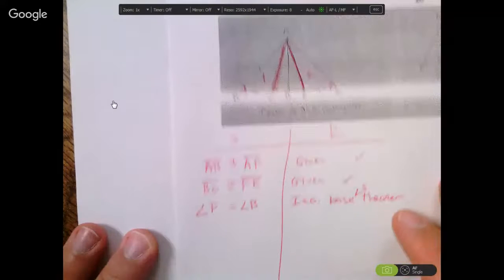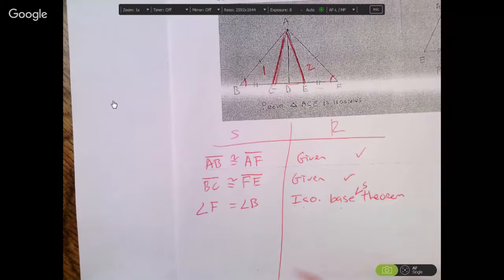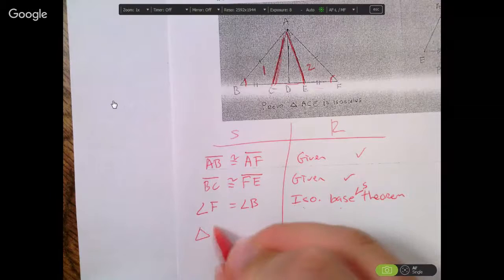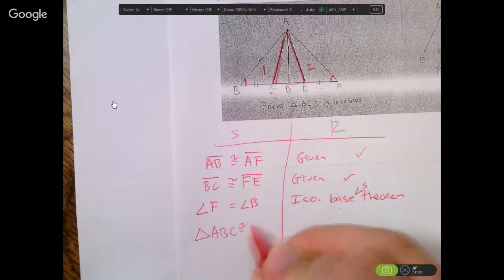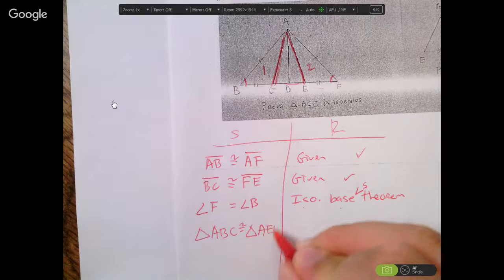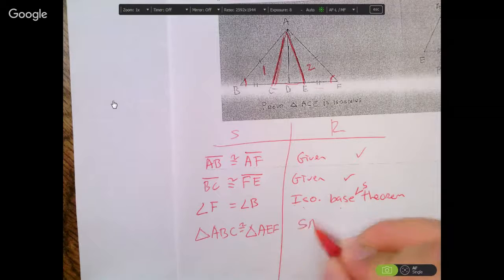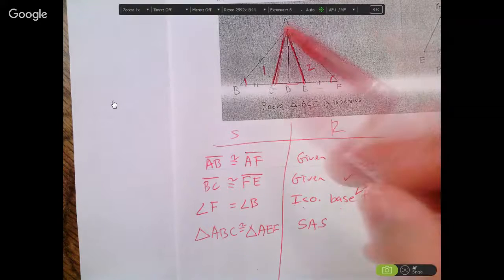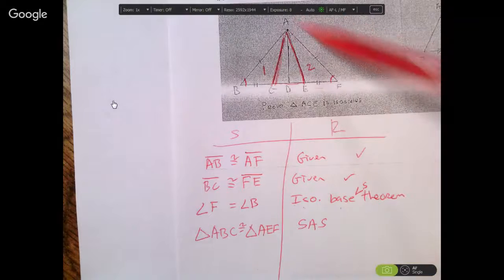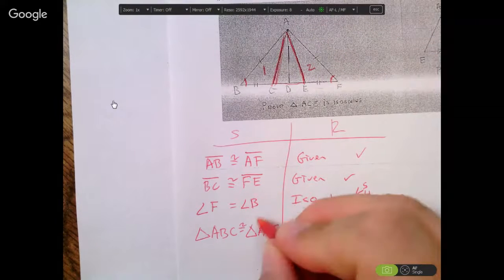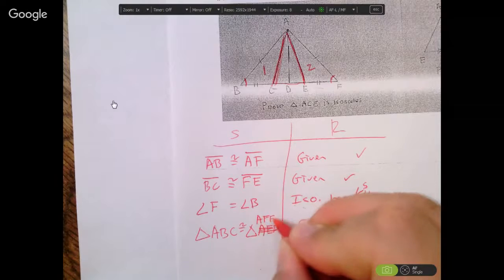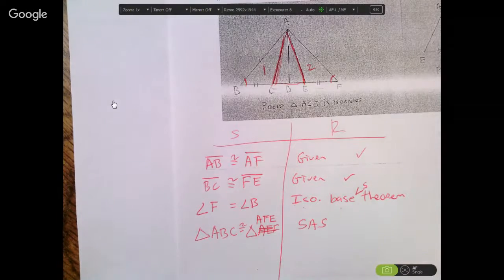So now what can we say? Triangle ABC is congruent to triangle AEF because of SAS. It'd be AFE. Oh, I said ABC is congruent to AFE. And honestly, you probably would get away with that, because it's hard for me to pay that close attention when grading. But it makes a difference on mine, so yes.